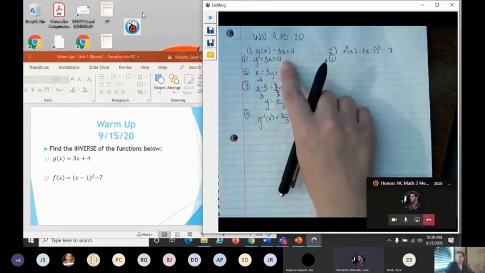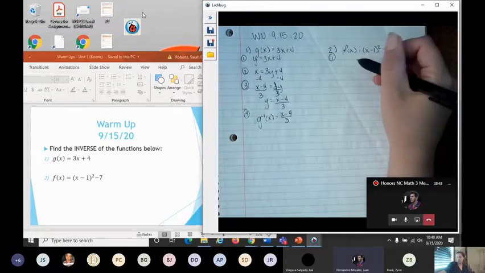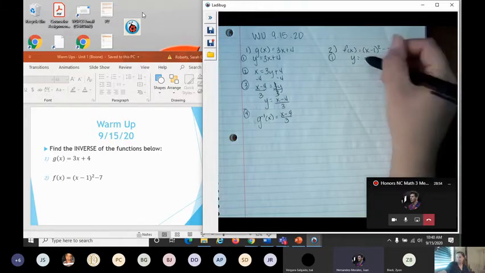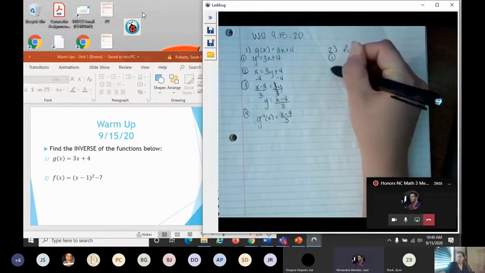We switched the g to y. Yes, we should probably do the same thing here, right? So what do I write? y equals what? g of x is x minus 1 squared minus 7. Perfect. All right, and step 2, what did we do?